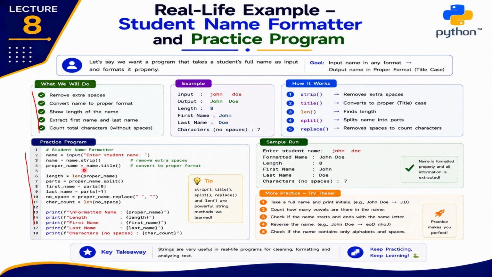Now, in the next line, length is equal to length proper name. The length function calculates the total number of characters in the formatted name. It also counts spaces between words. Now we write parts is equal to proper name dot split. The split method divides the full name into separate words. If the name is John Doe, the list becomes like this: John, Doe.